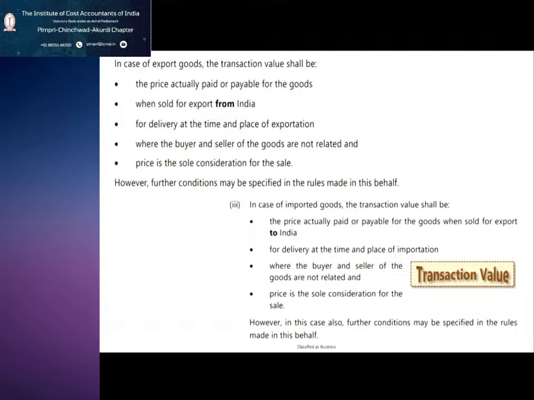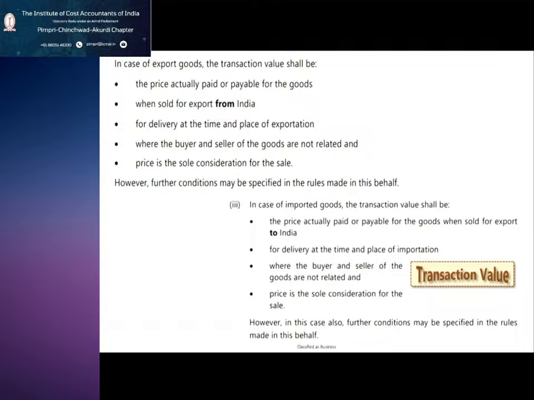So in case of export goods, these are the basic things, and in case of imported goods, what are the conditions? What does transaction value mean? The price actually paid or payable when sold for export to India and for delivery at the time and place of importation. That is also important. Where is the place of the point we can say, and where the buyer and seller are not related and price is the sole consideration for the sale. So these are the conditions whenever we calculate the transaction value.